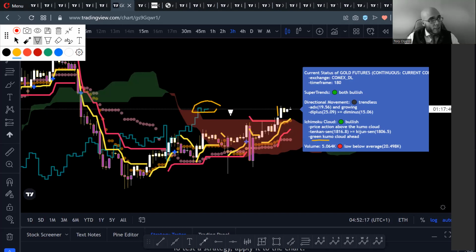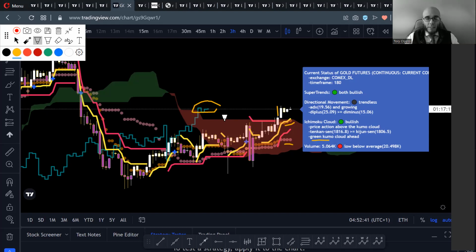And the last condition is that the Tenkan-sen and the Kijun are below price and in the right order, which means that the Tenkan-sen is bigger than the Kijun. And that's also the case. As you can see, the Tenkan-sen is here and the Kijun is here. And price is above both of them, and it's in the correct order. So all four conditions to go long on gold are fulfilled.